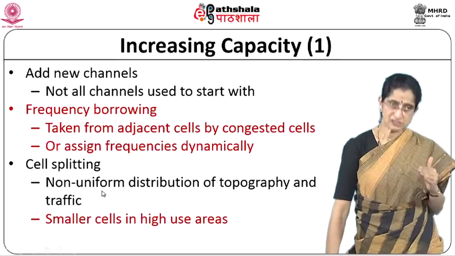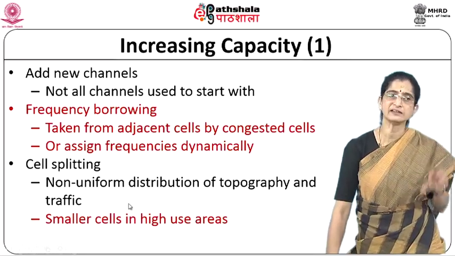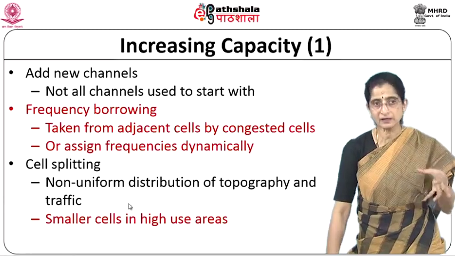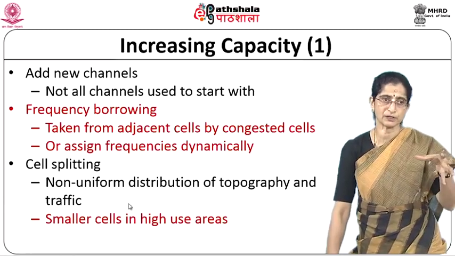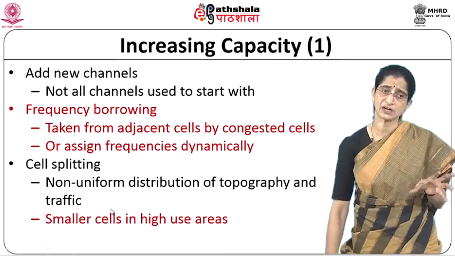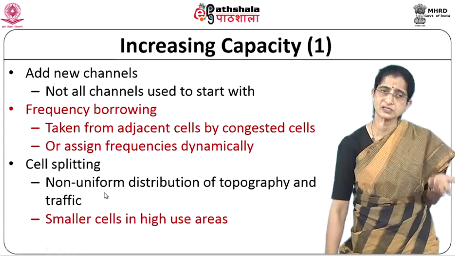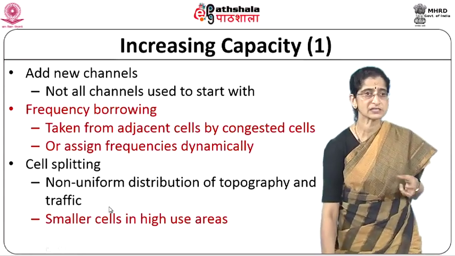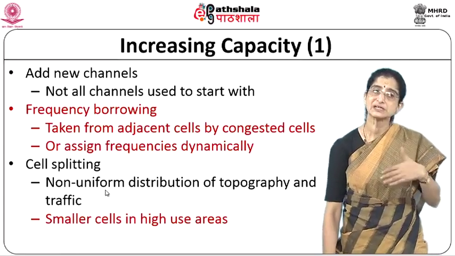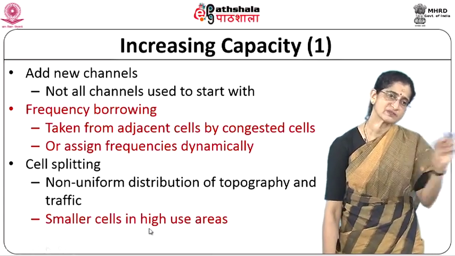This is especially useful when you have a non-uniform distribution of topography and traffic. For instance, even in a city, there are certain areas, for instance downtown or a particular township, where you may find it highly congested. There are a lot of calls going on in that particular area, whereas in certain outskirts there may not be so many calls. So in which case, you will have a non-uniform distribution of traffic. So you can try to use different sized cells in different areas, smaller cells in areas where there is higher use.